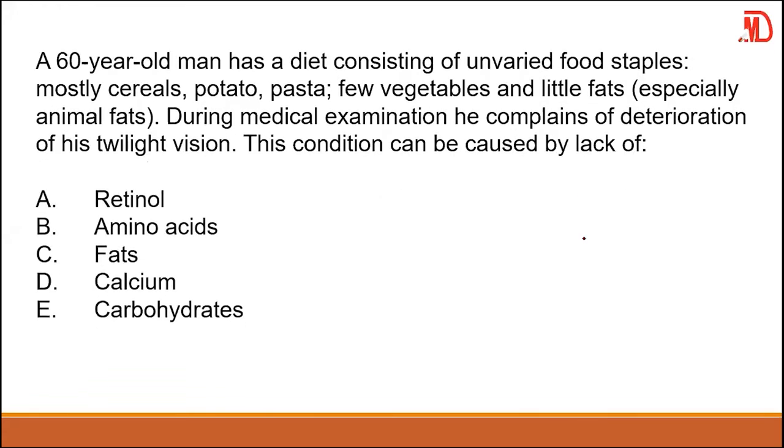A 60-year-old man has a diet consisting of unvaried food staples, mostly cereals, potato, pasta, few vegetables, and little fats, especially animal fat. Now, during examination, he complains of deterioration of his twilight vision. Guys, whatever they are telling you, forget about them. Your clue here, or what will help you with diagnosis, is deterioration of twilight vision. Twilight vision.